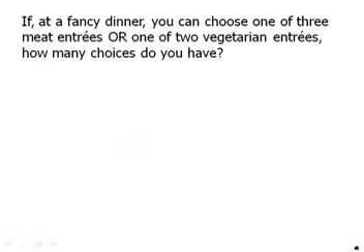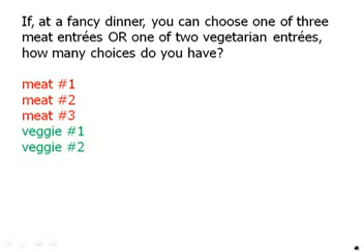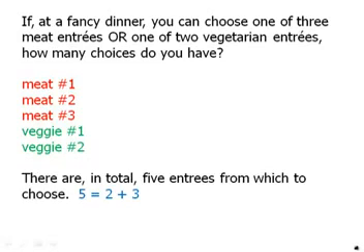If at a fancy dinner you could choose one of 3 meat entrees or one of 2 vegetarian entrees, how many choices of entree would you have? Well, these are the entrees, so you could have any of the 3 meats or any of the 2 veggies. So altogether, what we have are 5 choices. 2 plus 3 equals 5. So the or meant that we add the 2 and the 3.